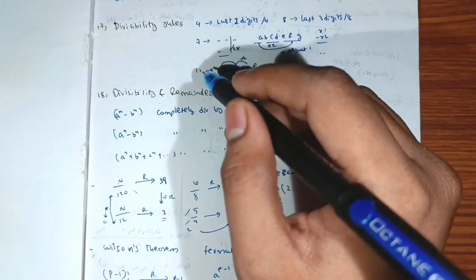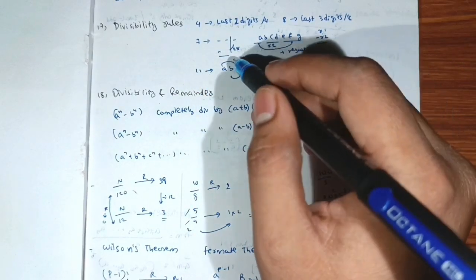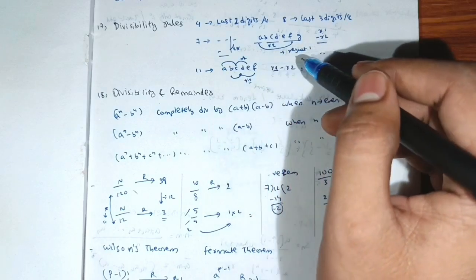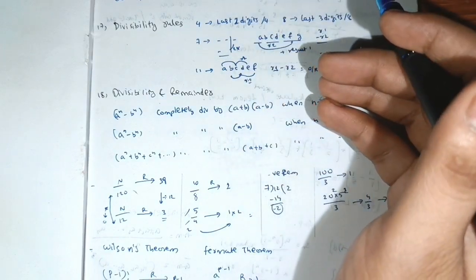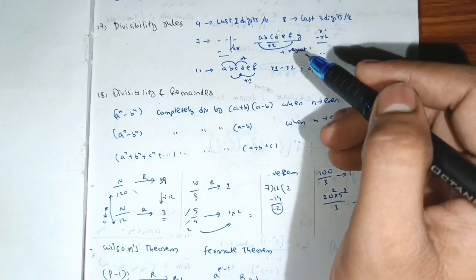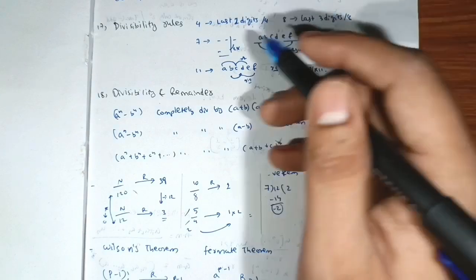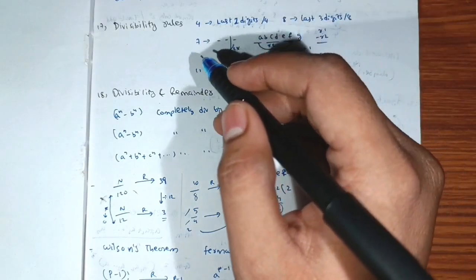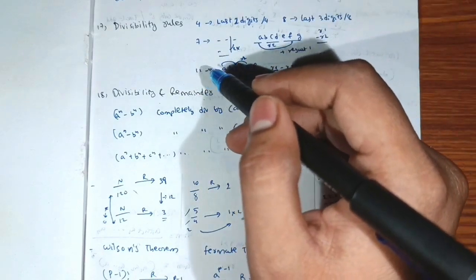Again, for divisibility by 11, you need to add the even-place digits and the odd-place digits. You will get a result for the addition of the odd and a result for the addition of the even. You need to subtract those. If the subtraction is 0 or a multiple of 11, then the number is completely divisible by 11.